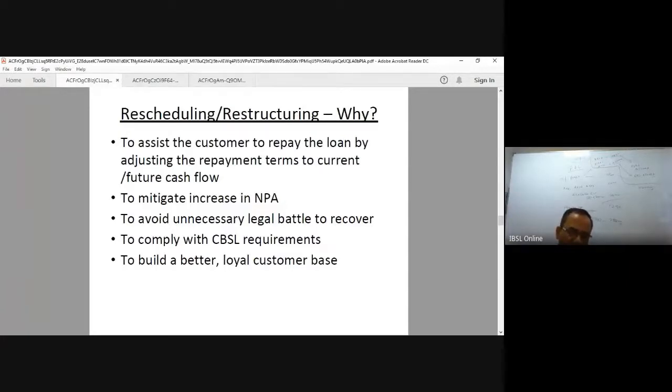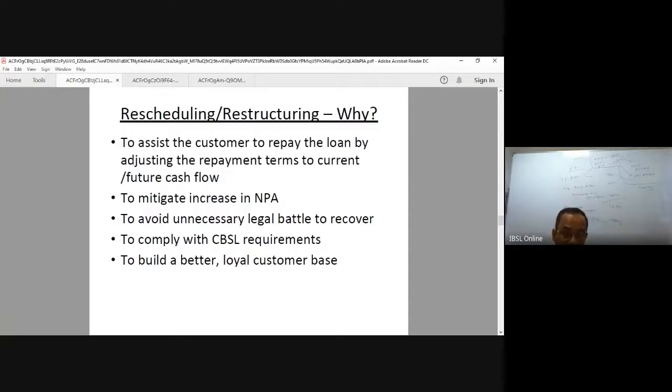The other thing is that you are avoiding going into unnecessary legal battle. If not restructured according to the customer's current cash flow, the customer will not pay and it's non-performing, then you will take action, you will go for legal action and all that, right?